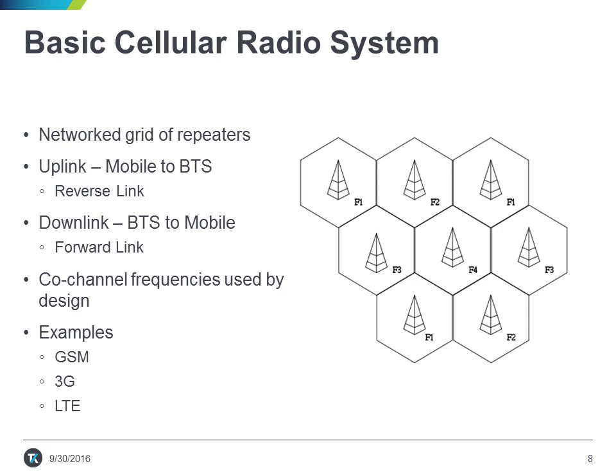The tricky bit with cellular systems is that we have co-channel frequency assignments by design. Each cell can actually reuse the same frequency pair. Examples of the cellular system in use today include GSM, 3G, LTE, or so-called 4G systems.